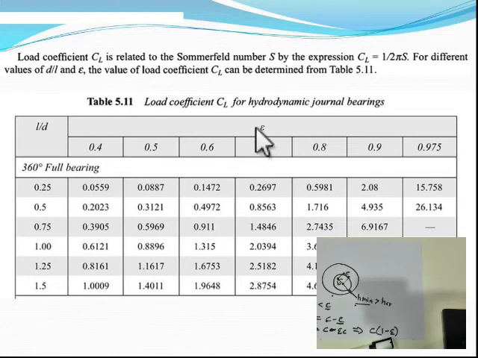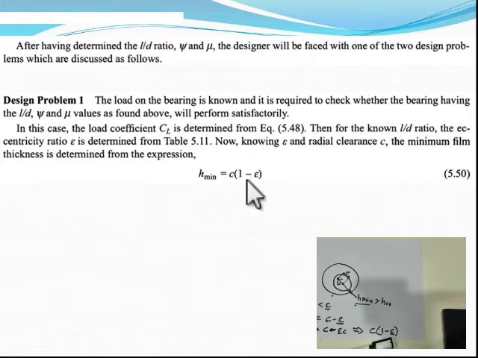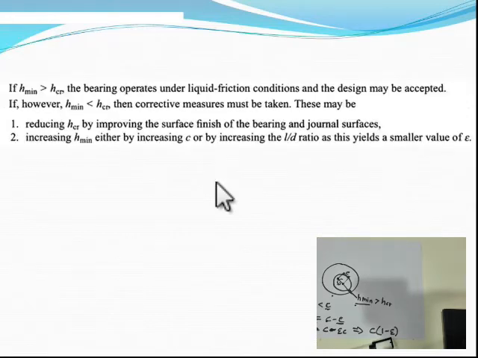So based on this one can determine what is the eccentricity ratio. So for example, if I am getting a value of your CL something like 1.4846 or somewhere in between this, and the L by D ratio is something like 0.75, then I can back calculate and interpolate and get what is the value of epsilon. Once this value of epsilon is known, then the next thing that we have to do is plug this value of epsilon in this expression and get the value of H min.